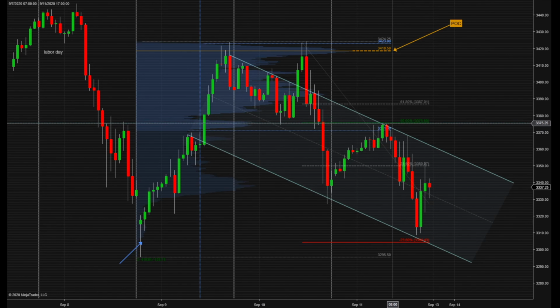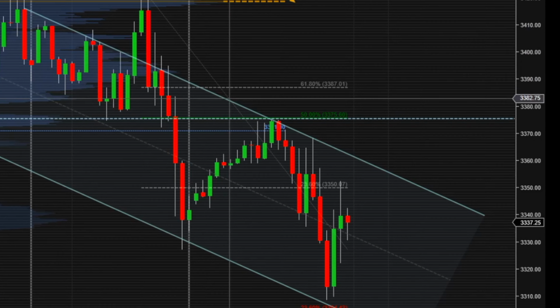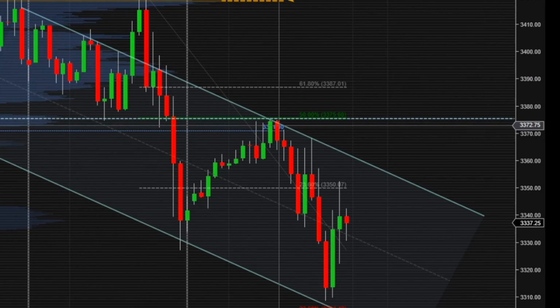So here we go. I just made it a dashed line, but here you guys can see the 50% retracement. We have this resistance line. We also have this channel resistance. That's 3 reasons right here why this is a good trade, just to short at 7 a.m.